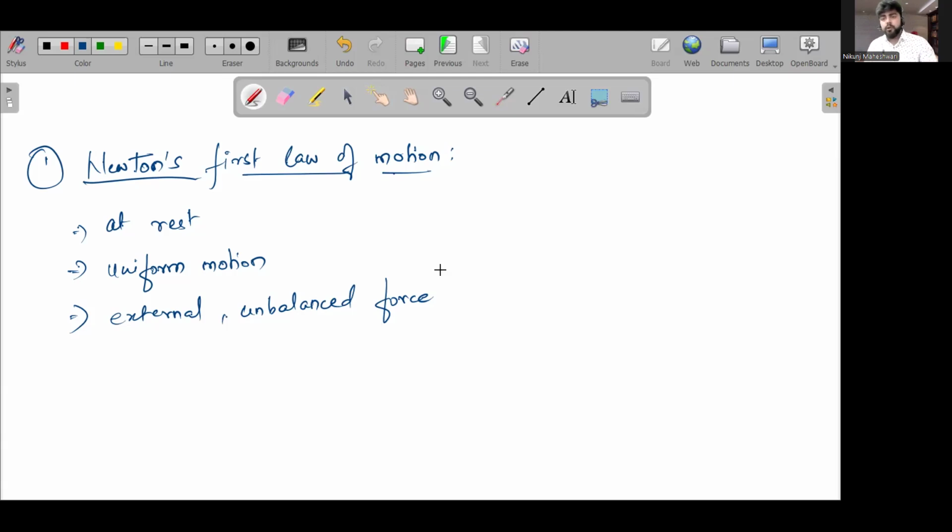That's very obvious, right? We already know it. It is just that it has been postulated by Sir Isaac Newton into a law. Therefore, we know it as Newton's first law of motion. Otherwise, it's something that is very obvious and we already know it, right? So that is Newton's first law of motion.